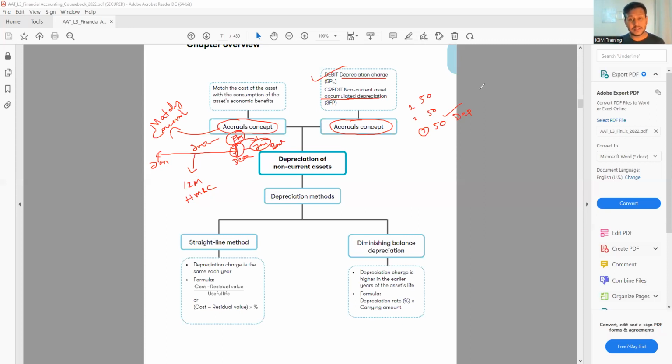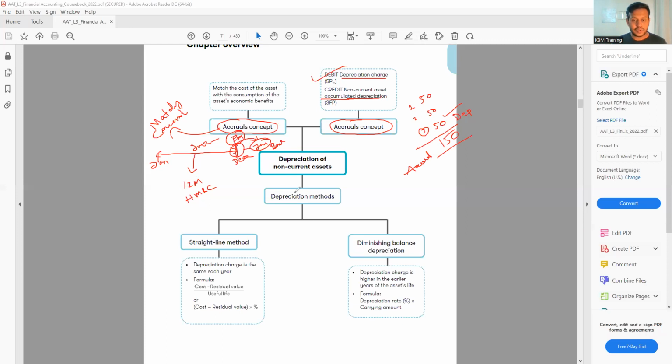But on the other hand, the accumulated depreciation is the total till today. So if someone asks you how much is the accumulated depreciation, you have to add all of this. That will be 150 is your accumulated depreciation. So accumulated depreciation is the total accumulated together, but depreciation is only for 1 year. So depreciation will be debit and accumulated depreciation will be credit.